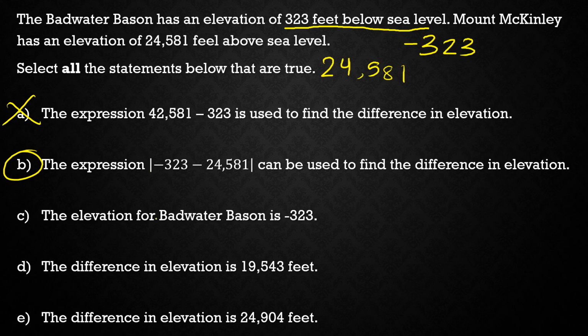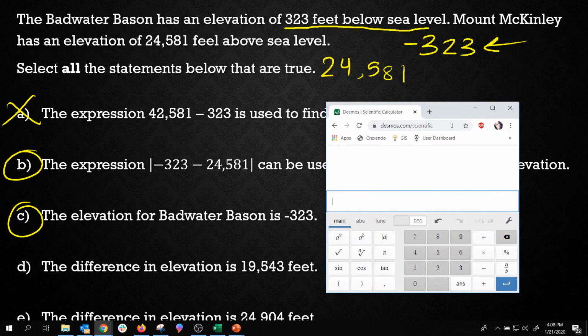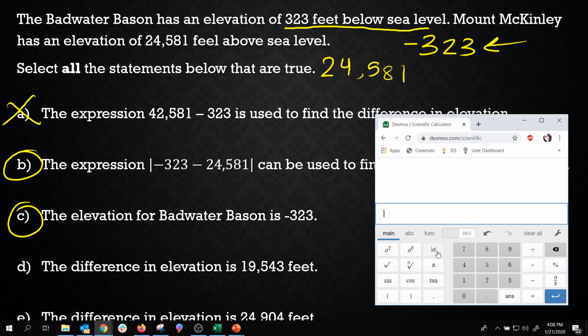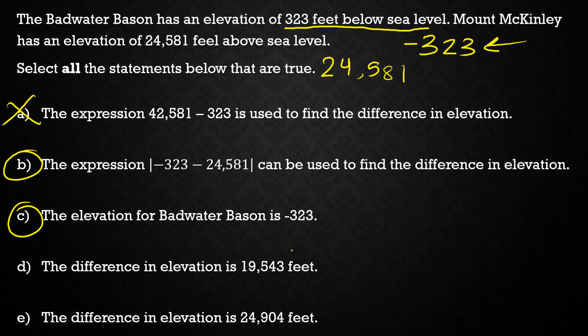C says that the elevation for Badwater Basin is negative 323. That is correct, right? That's what we have right up here. And this last part is saying, well, what is the actual difference in elevation? So to figure out this one, let's take that expression right here, negative 323 minus 24,581, and it's going to give us 24,904 feet. So that's the actual distance, or the difference between those 2 points. So E down here. So again, I just typed this into my calculator to get this last one.